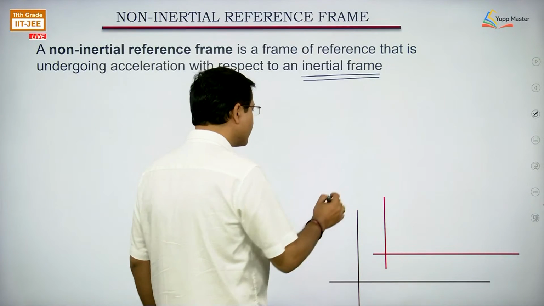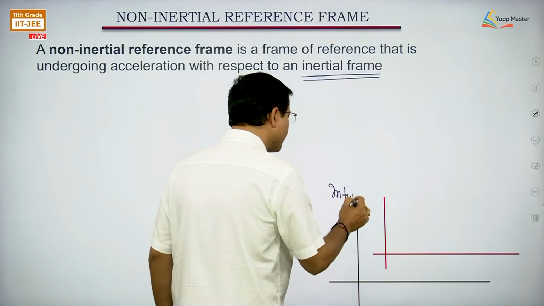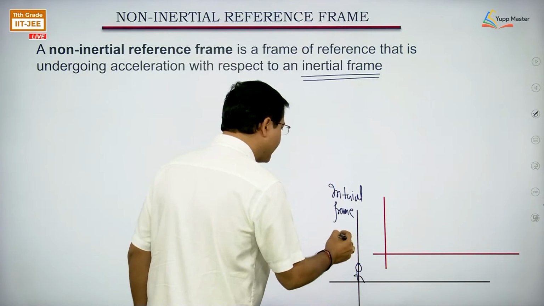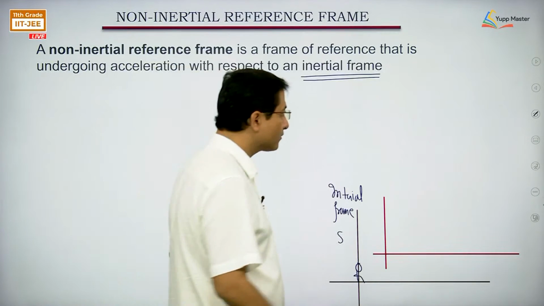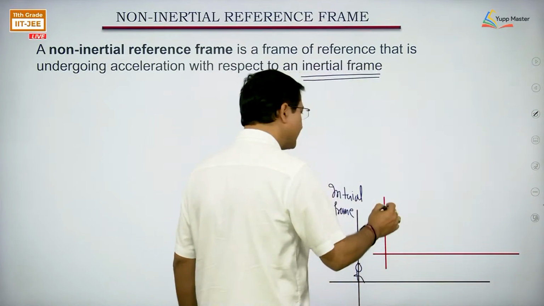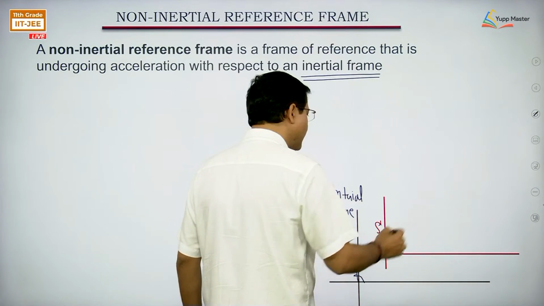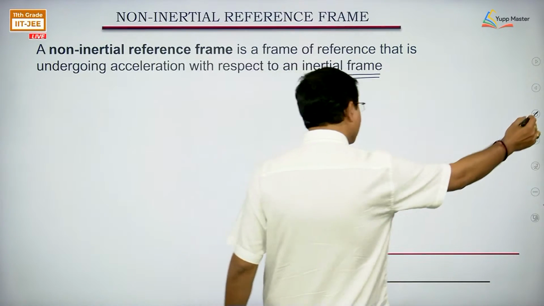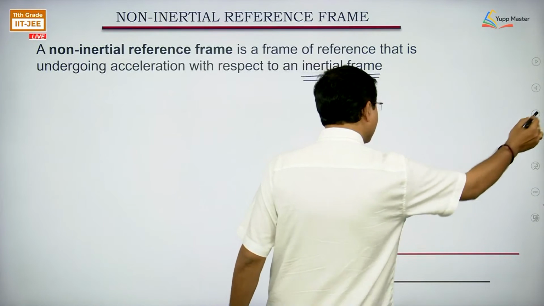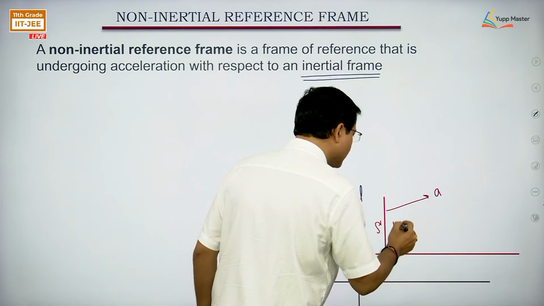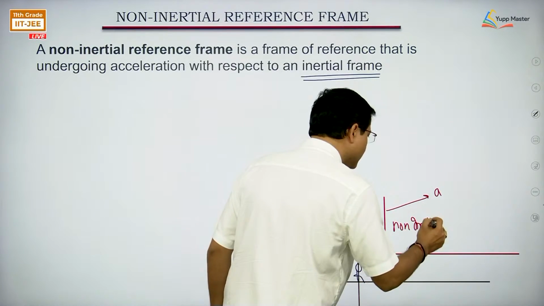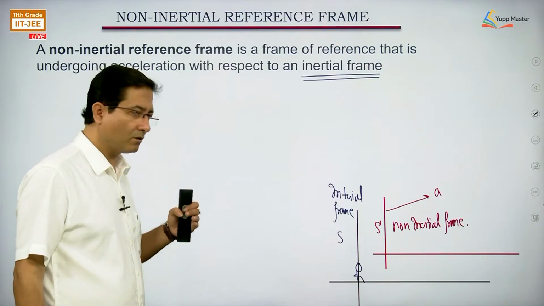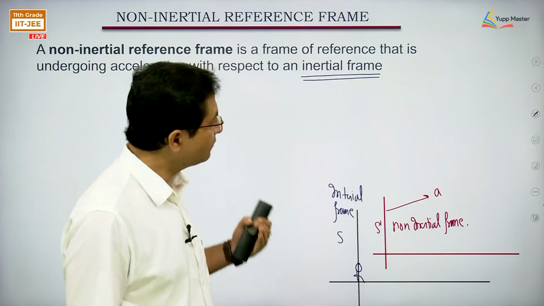Say I have got this inertial frame, let that be S, and from this frame I observe that another frame, say S dash, is having some acceleration. So this is the first point: all non-inertial frames will have acceleration with respect to an inertial frame.